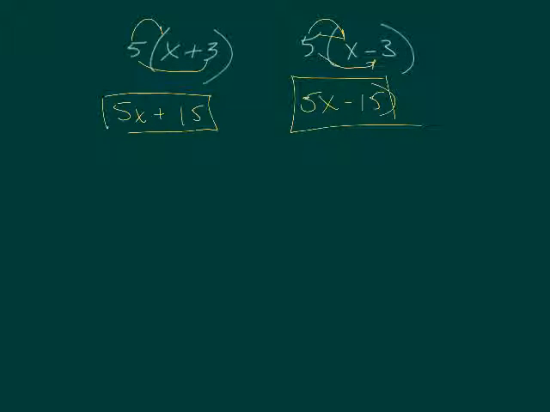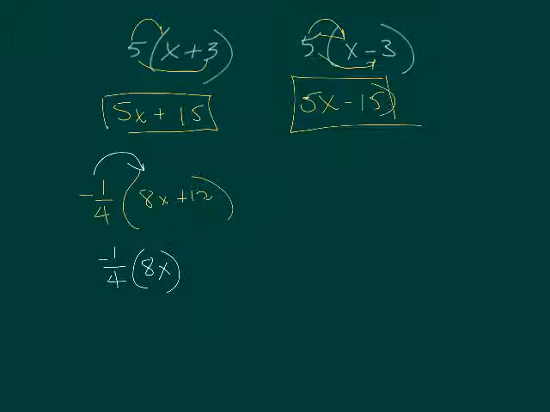Alright, so when I have something like negative 1/4 as in example 2, and I'm multiplying it times 8x plus 12. Alright, so first of all, I take these two and multiply, and I get negative 1/4 times 8x. I'm just going to leave it there. I'm not going to actually multiply it yet. Then I take this times this. And because of that negative 1/4, I'm going to get negative 1/4 times 12.